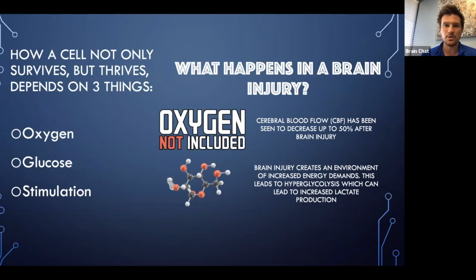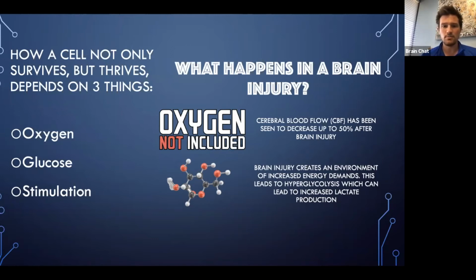And that puts our brain and the cells in our brain into a state of what's called hyperglycolysis. So there's a hypermetabolic state that our brain goes into after a brain injury, which can cause a lot of issues. One issue in particular is that due to the loss of oxygen after a brain injury or the loss of cerebral blood flow, then we don't have the right fuel to be able to provide the glucose to the cells that need it. So that's an issue. With hyperglycolysis, you also can get increased lactate production.